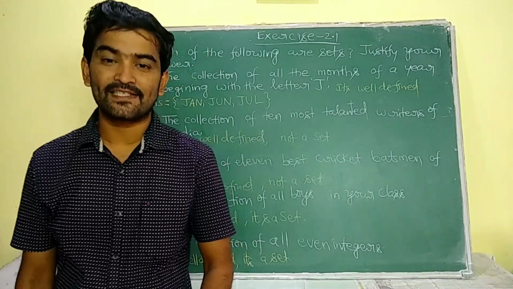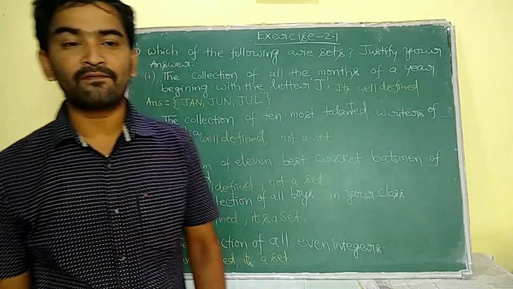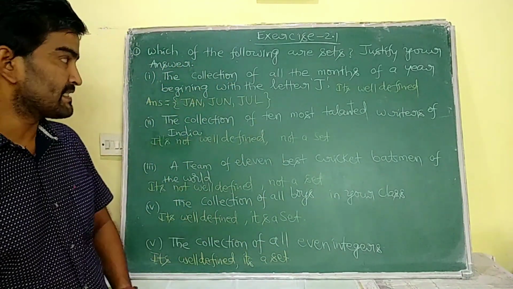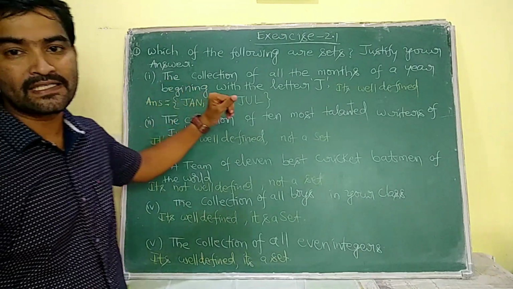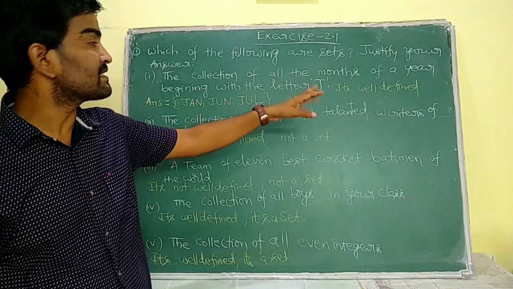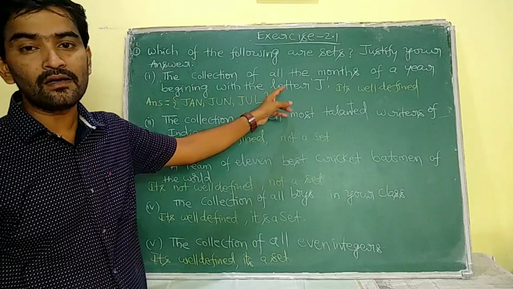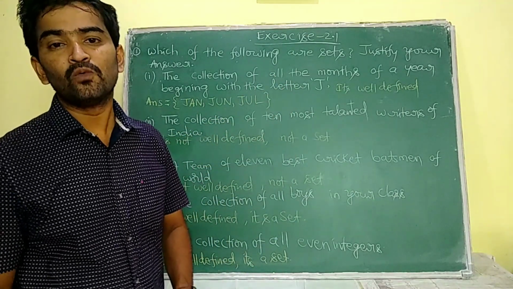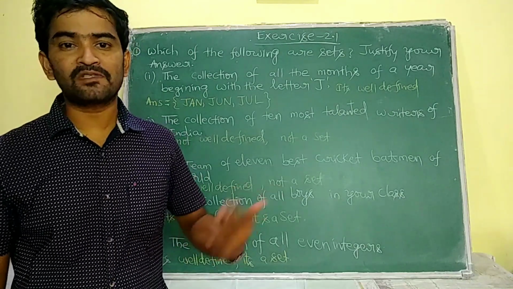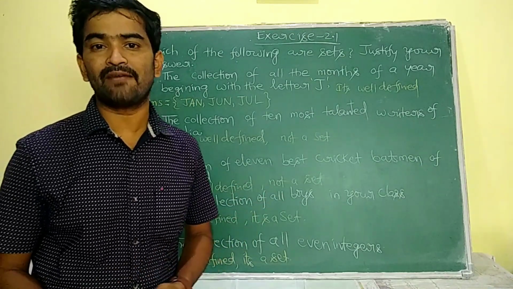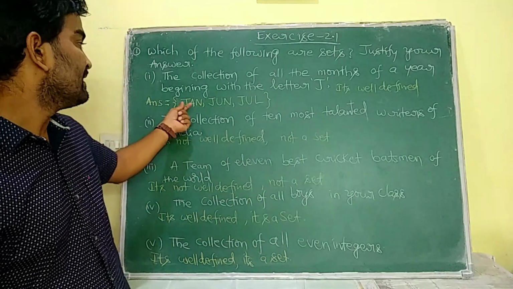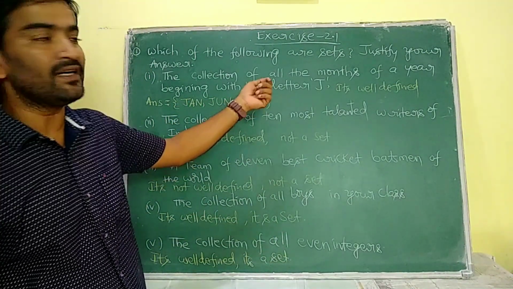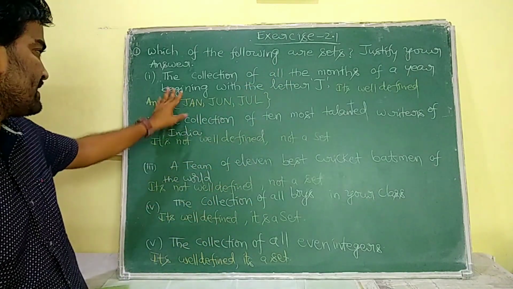Now we will discuss exercise 2.1. In the first question, which of the following are sets? Justify your answer. The first one is the collection of all the months of a year beginning with the letter J. We know that it is a well defined set because whoever lists the names of the months, everyone is going to get the same list: January, June, July. These are the 3 months which start with the letter J. So that is a set.